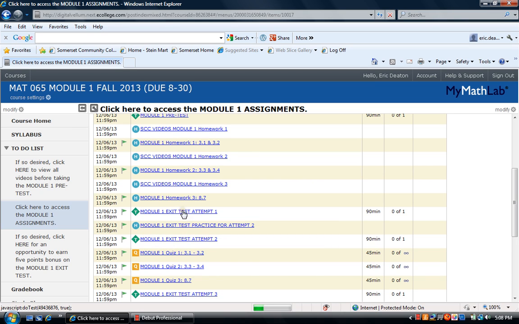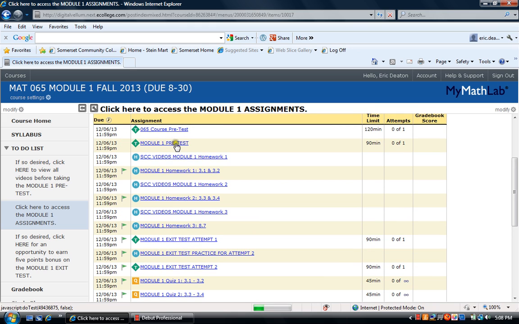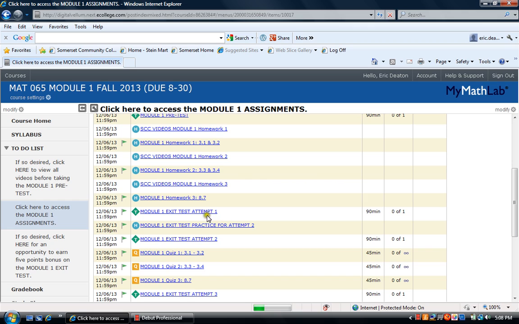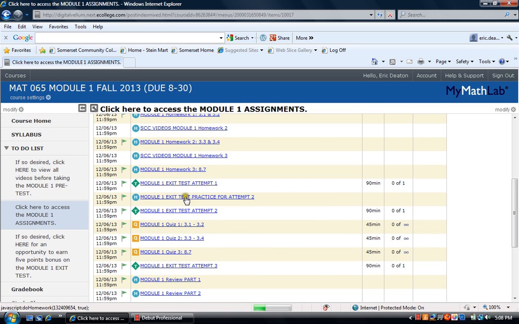So there are two ways to get out of a module. Make a 90 on the pretest, and you only get one attempt on the pretest, or make at least an 80 on any exit test attempt. On any of them. So if you're making at least an 80 on the first one and you're satisfied, you're done. If you don't, or if you're not satisfied, then you do this practice homework.